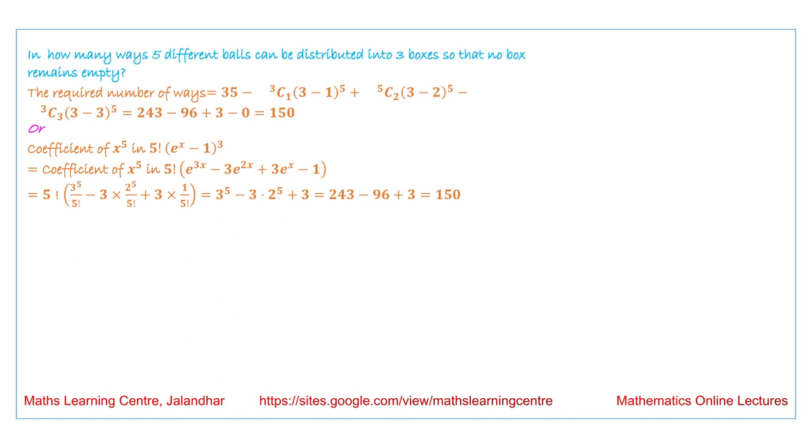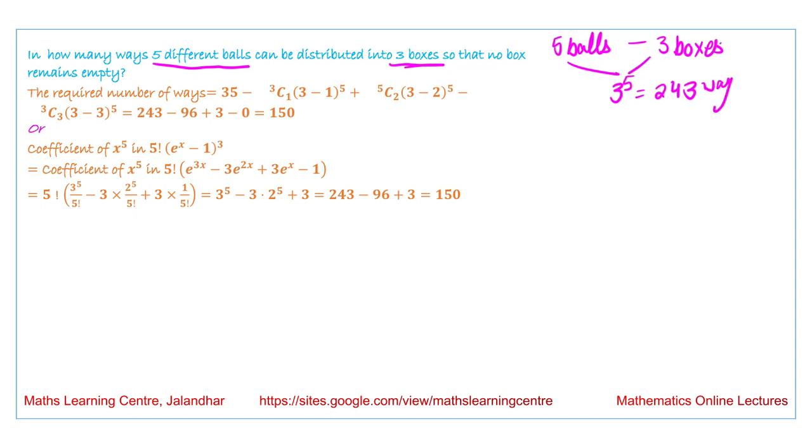Now the next question we have is, in how many ways can 5 different balls be distributed into 3 boxes so that no box remains empty. So we are saying that 5 balls can be distributed in 3 boxes. The total number of ways we have is 3 raised to the power 5, that is equal to 243 ways.